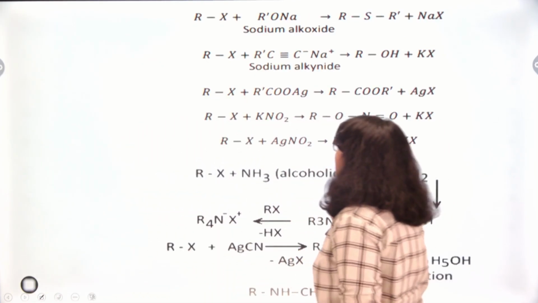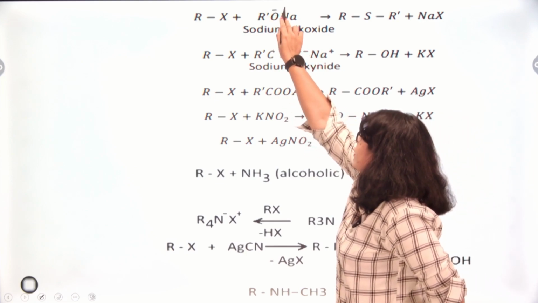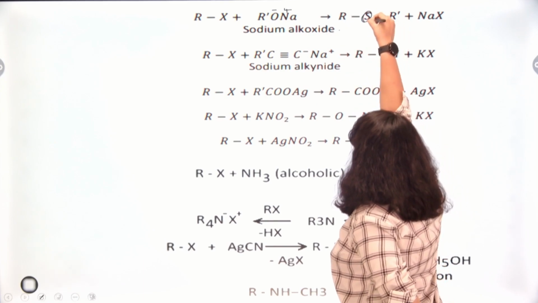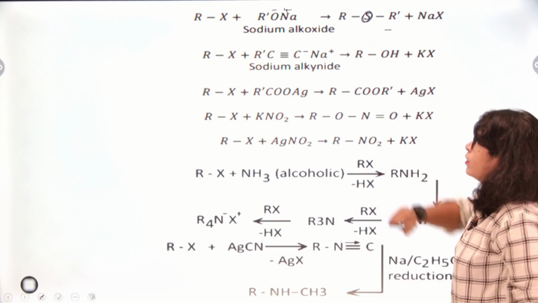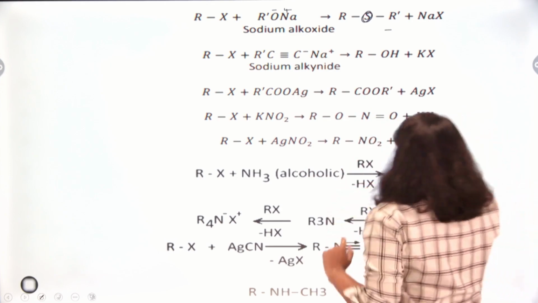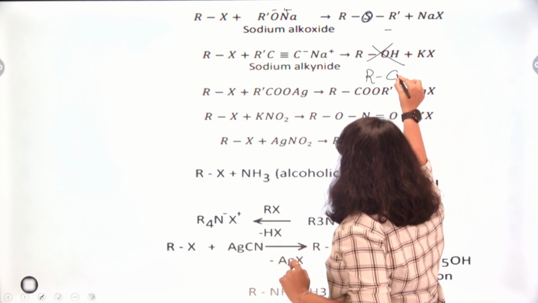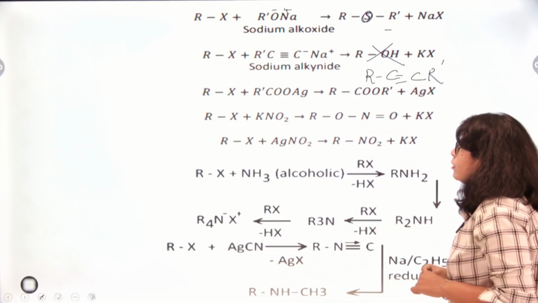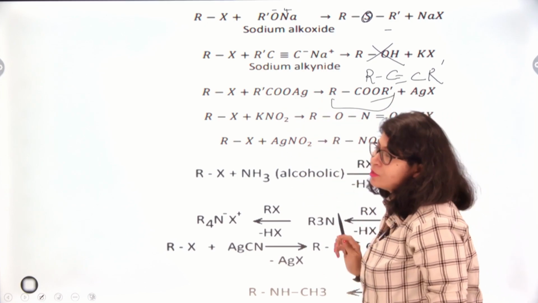Haloalkanes. Now, if it is getting reacted with sodium alkoxide, it will break as O minus Na plus. So this will be ROR rather than RSR. This will be ROR. If it is sodium cyanide, then it is C minus Na plus. Sorry, the reactions are written wrong here. So it will give you RC triple bond CR dash. If it is reacting with RCOOAg, it will give you RCOOR dash, which is an ester.